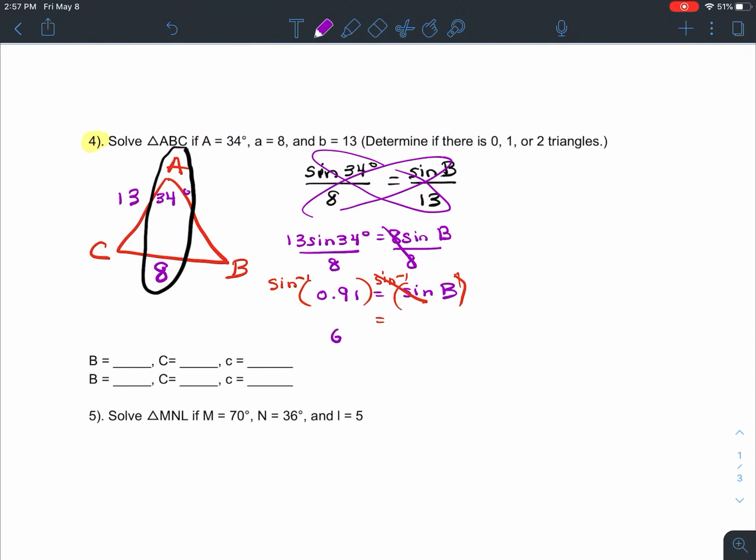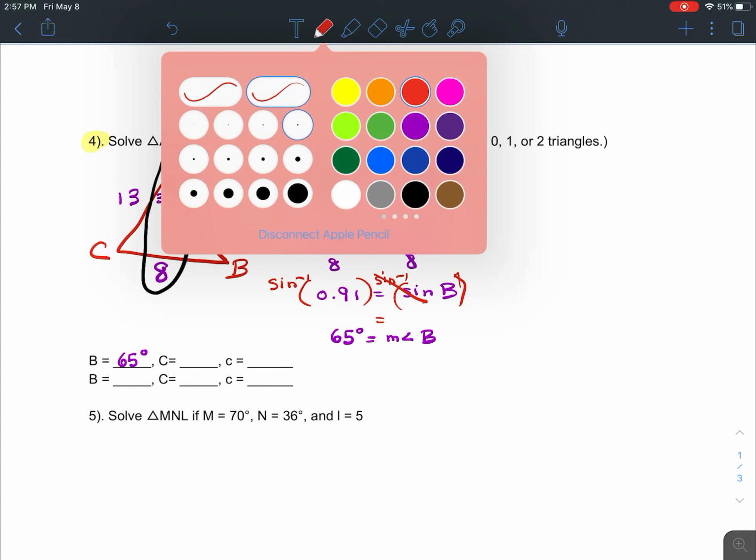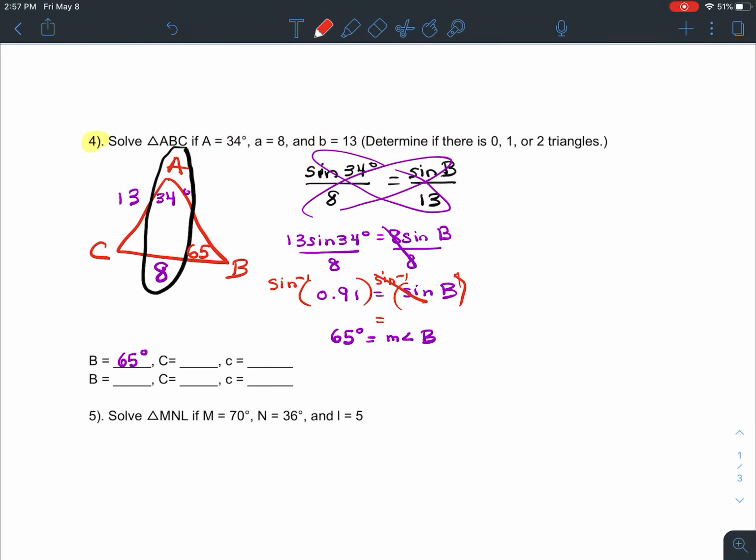Okay, and then it did ask you, I think, to round the angles all the way up to the nearest degree. So you don't need to carry it out to any decimal places. This comes out to 65 degrees for angle B. Okay, so I'm going to add that to my picture.